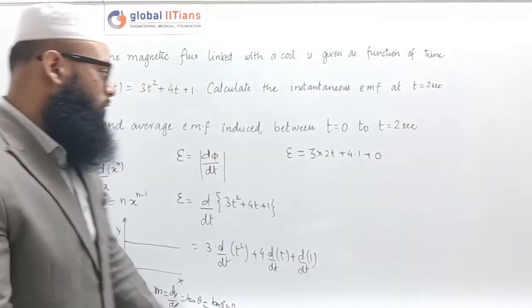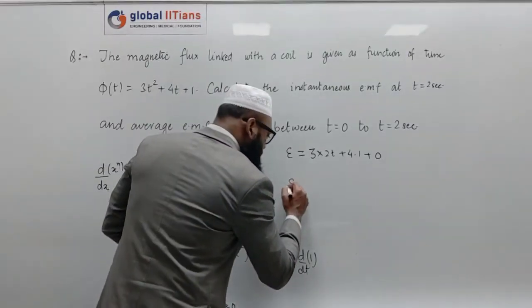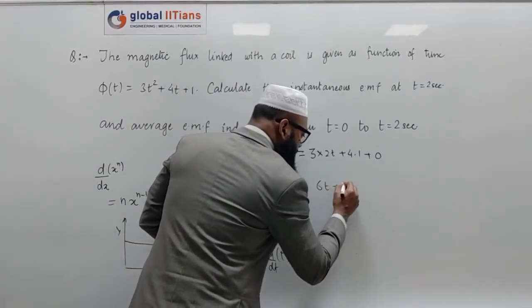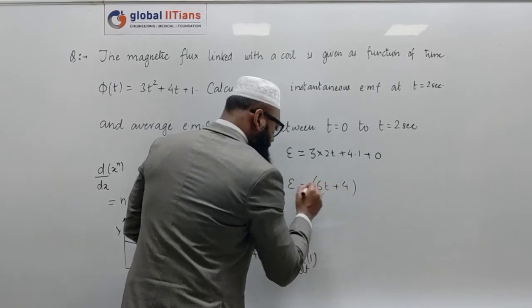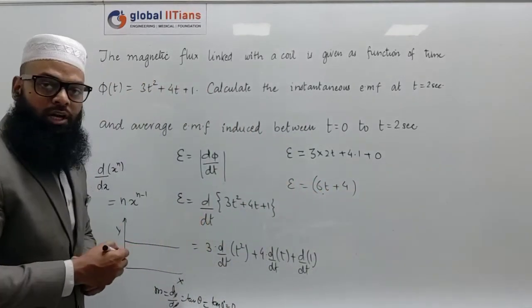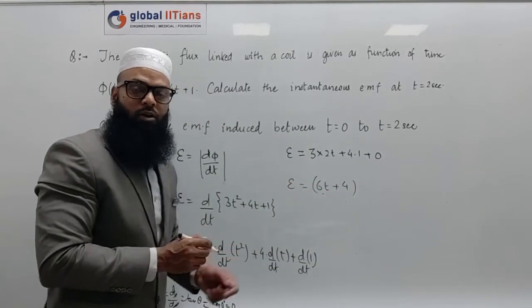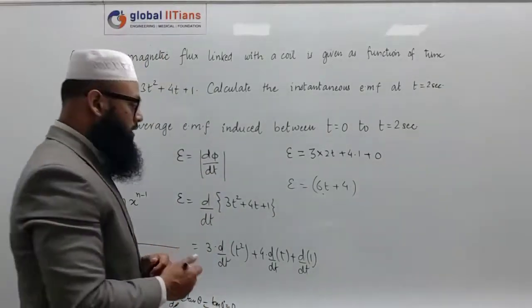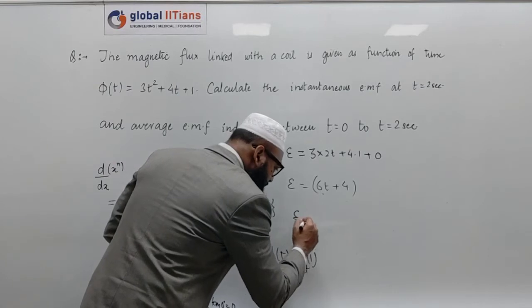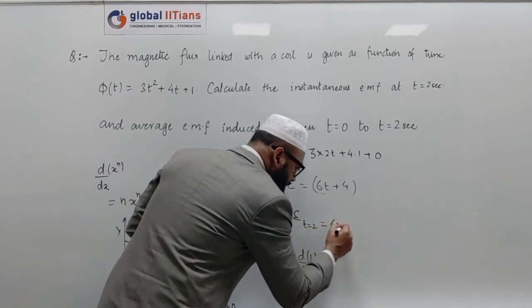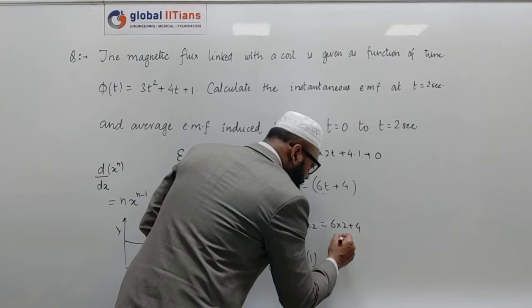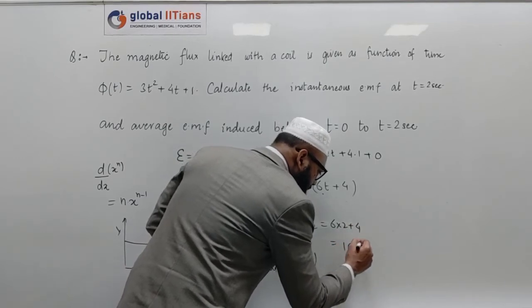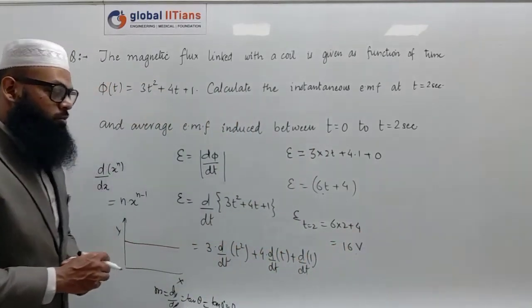Now let's move forward. So EMF is going to be 6t plus 4. EMF is also a function of time, so in order to get the exact value of EMF at a given time, we need to put the value of time in that equation. So EMF at t = 2 will be 6 times 2 plus 4, that is 12 plus 4, which is 16. The SI unit of EMF is volt, so it is going to be 16 volt.